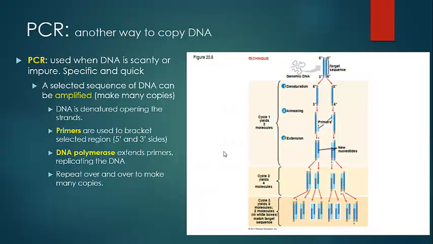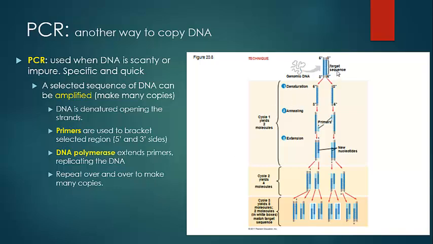Another way to copy DNA other than using gene cloning is a process called PCR. PCR is typically used when the DNA source is scanty or impure. PCR can be used when DNA has been found at a crime scene. And PCR is also going to be used to amplify DNA. It's going to be used to make many copies of the DNA. PCR basically mimics the process of DNA replication. Let's see how it's done.